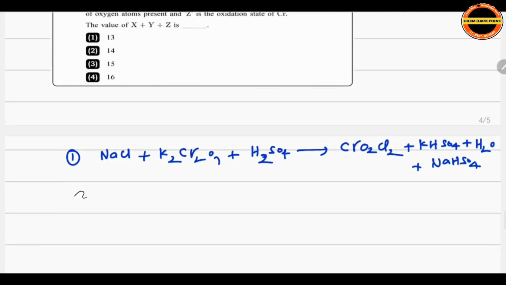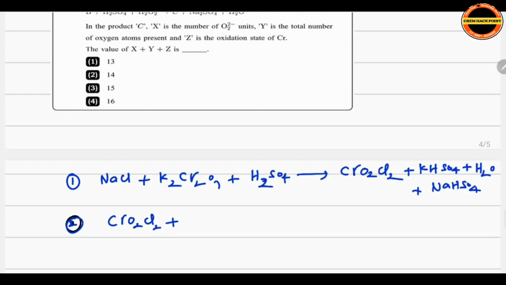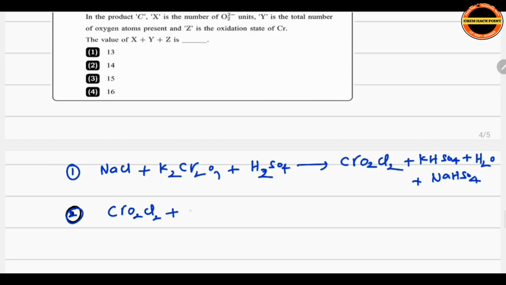And then the second reaction, whatever they mention. Chromyl chloride CrO2Cl2, if it is reacting with NaOH, forms sodium chromate. The same reactions we already studied above. Na2CrO4 plus NaCl plus H2O.